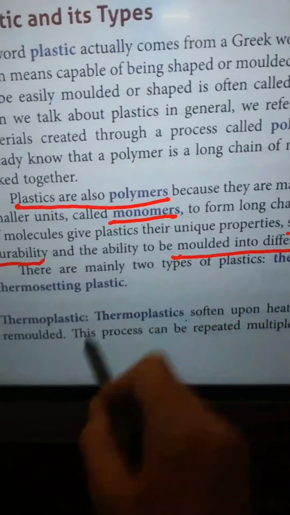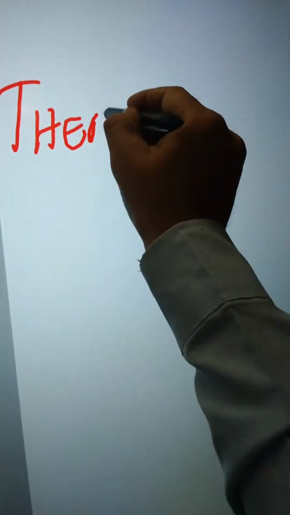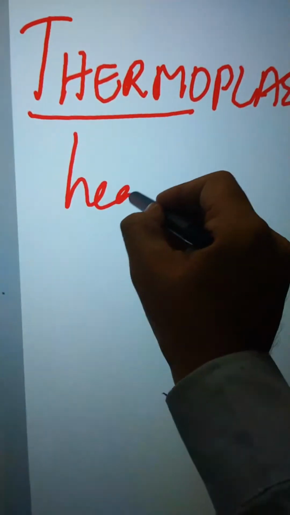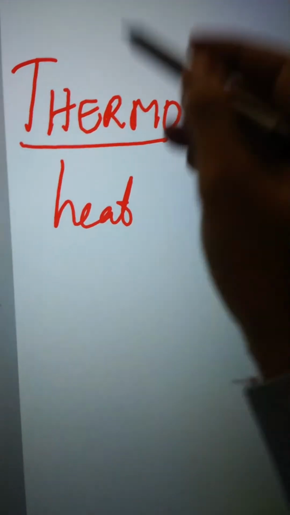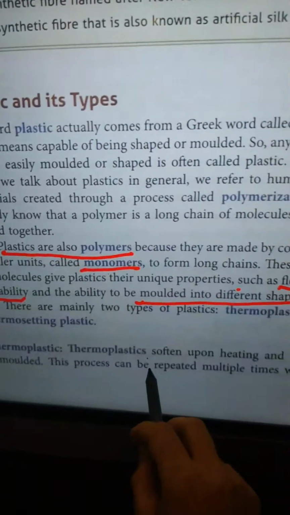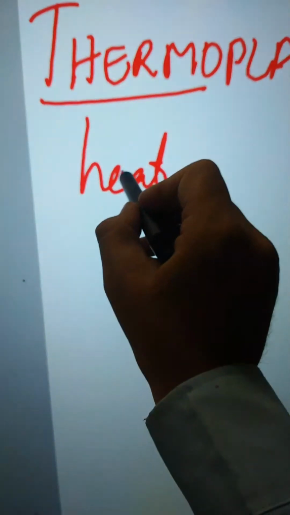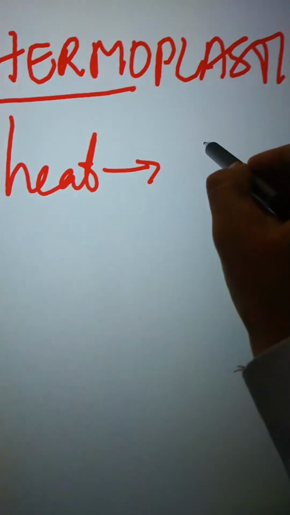So there are two types of plastic. First is thermoplastic. When we talk about thermoplastic, the word thermo means heat, and plastic is the next word. Thermoplastics often become soft on heating. So the key word is heat. When you heat them, they will become soft.